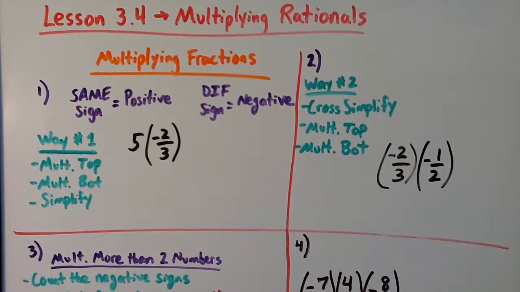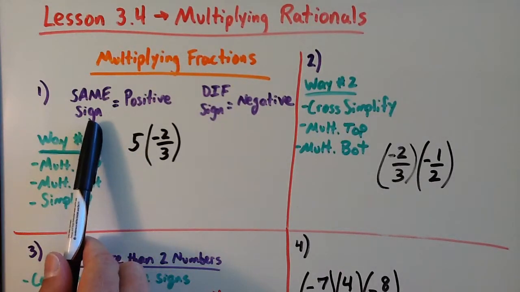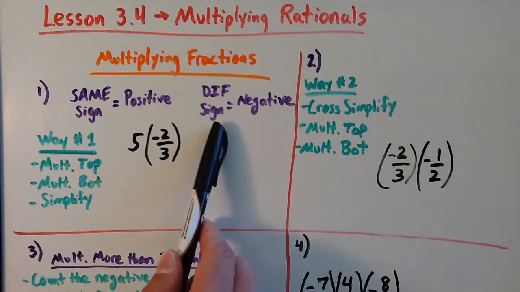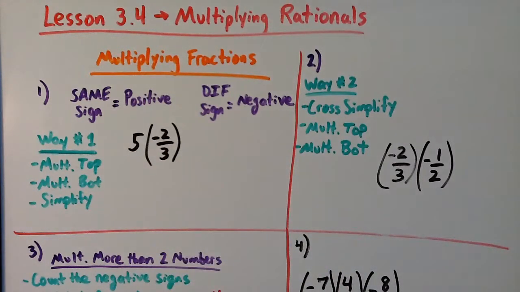Lesson 3.4, Multiplying Rationals. We'll start off talking about multiplying fractions. Now remember, we're going to use our same multiply-divide rules. If you're multiplying numbers with the same sign, our product will be positive, and if you're multiplying numbers with different signs, your product will be negative.